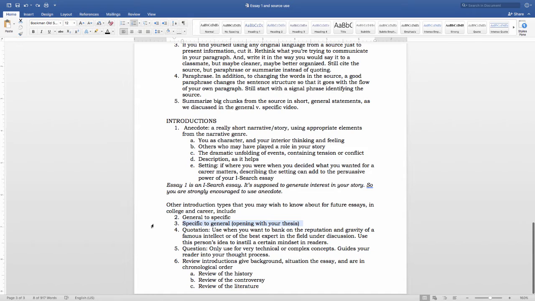Specific to general, that's another choice. It's a very risky choice, but it's starting your essay with your thesis. Say, for example, your thesis is going to be that the best way to conserve water in the Central Valley is for everyone to stop watering their lawns. Well, I'm sure if you look down your block, you'll find a few people that might really resist that idea. And so if your first sentence is everyone should stop watering their lawns, pretty good chance that person's going to stop reading. It's very risky.